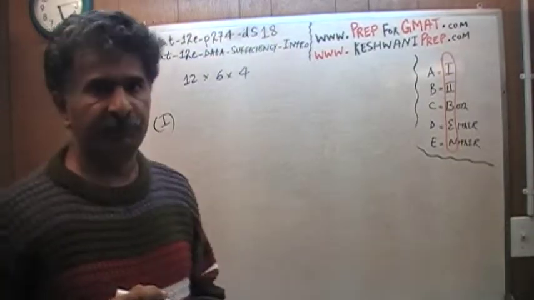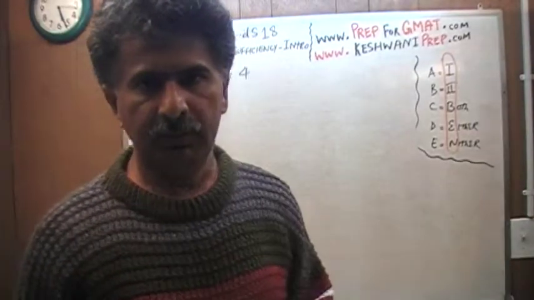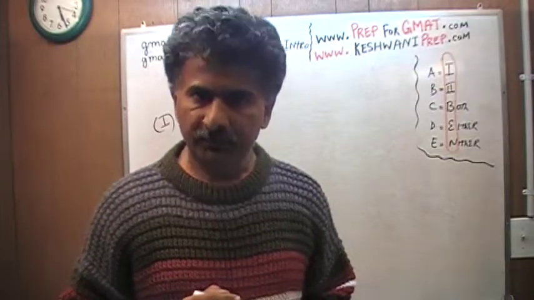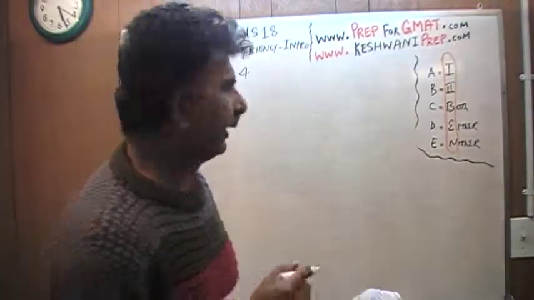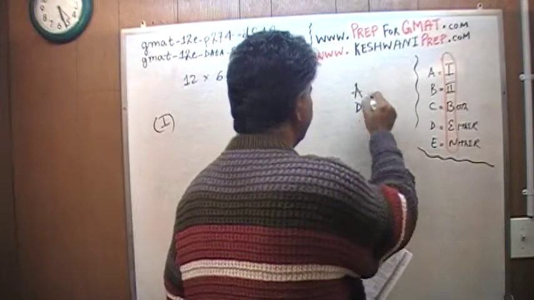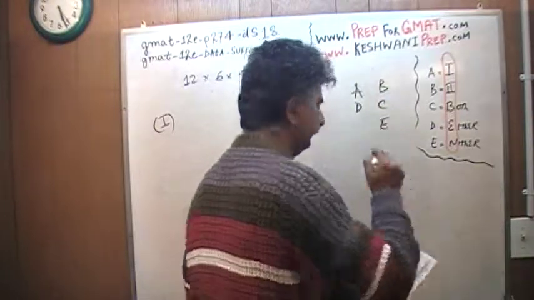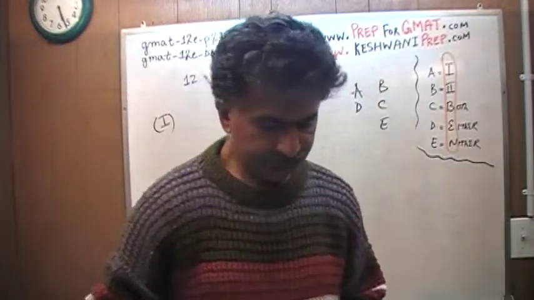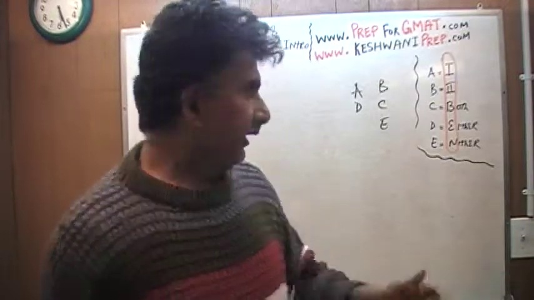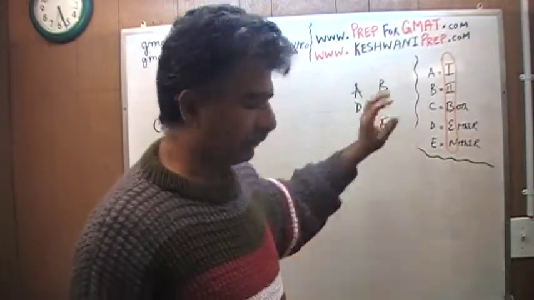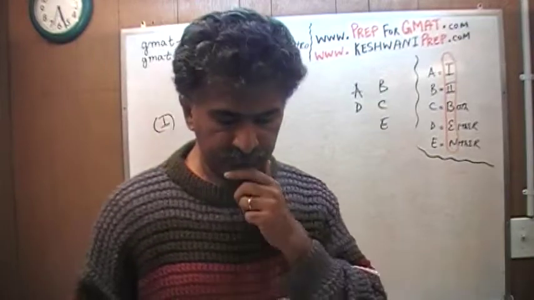Again, this is a data sufficiency problem. As soon as a data sufficiency problem pops up on the screen, always get in the habit of writing down A, D, B, C, E. Because the answer choice has to be either this group or that group. Let's see what the first statement says.